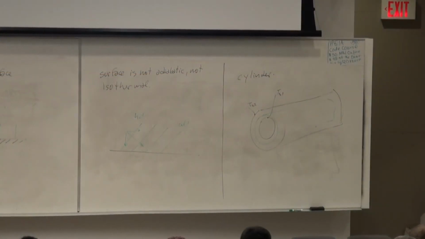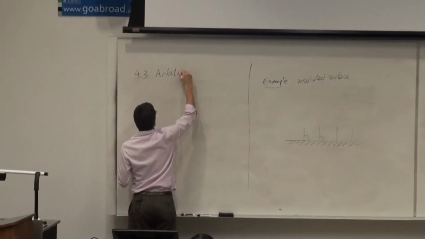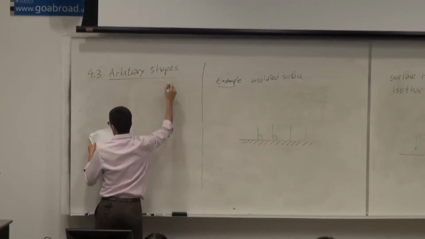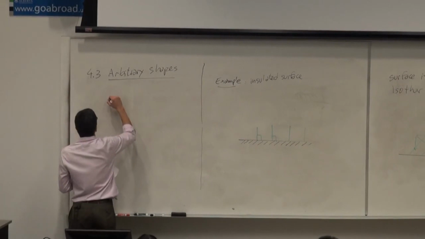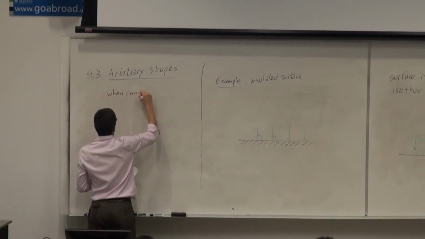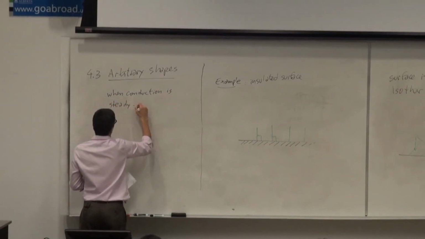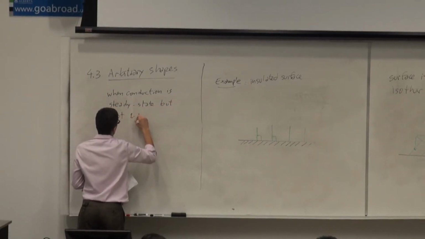I want to tell you what to do when the shape is not a cylinder, it's not a plain wall, and you still need to give your boss an answer. So 4.3 in the book is arbitrary shapes. Look at this. This is when conduction is steady state, but not 1D.